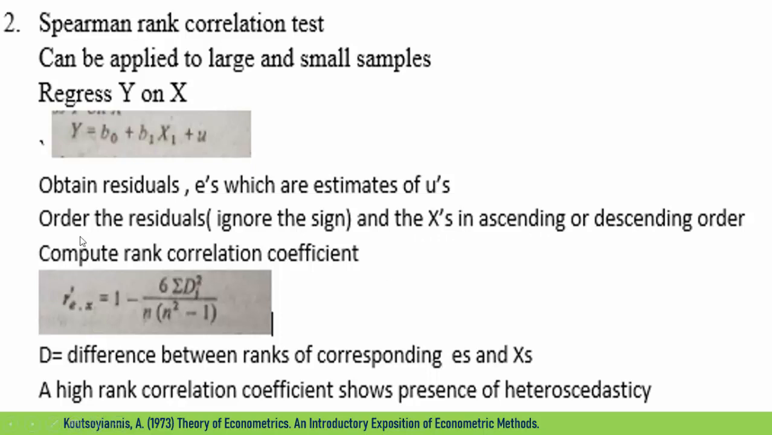Then we compute the rank correlation. We discussed rank correlation in very detail in our lecture number 3, I think. So compute this rank correlation, r equals 1 minus 6 summation di square divided by n into n square minus 1, where d is the difference between the ranks of the corresponding ei's and x. A higher rank correlation coefficient shows a presence of heteroskedasticity. If r in this case is higher, then we say that the problem is heteroskedastic.